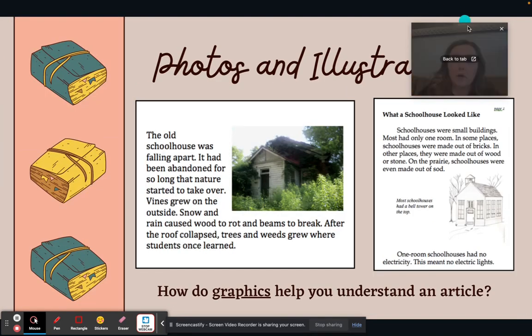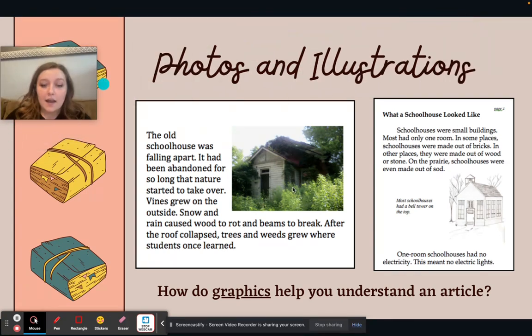Now, when we talk about photos and illustrations, these are things that are going to help break up the text and make it a little more digestible. When you're looking at a textbook, for example, and you look at a page and it is all text, you experience some dread. But if it's broken up by pictures, it feels really easy to read. It's not super overwhelming. They also have the ability to clarify what someone's talking about.